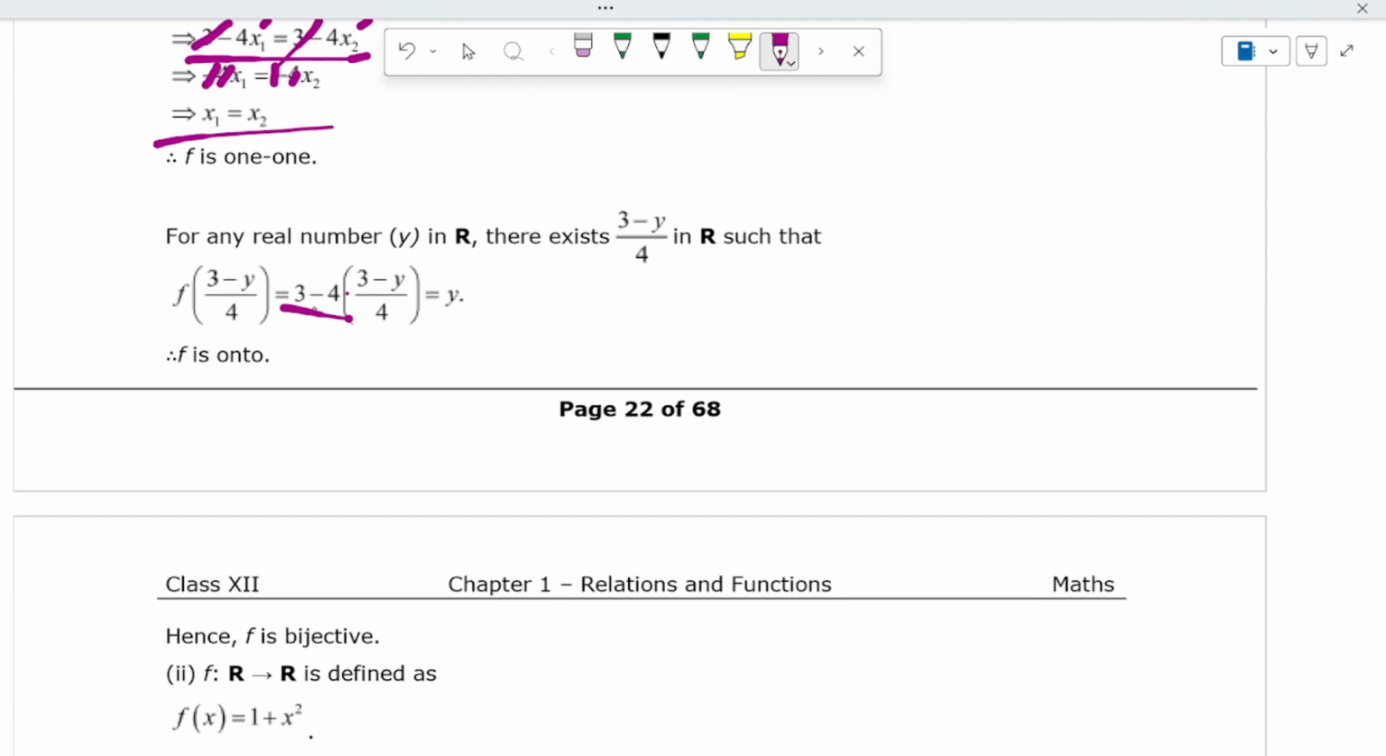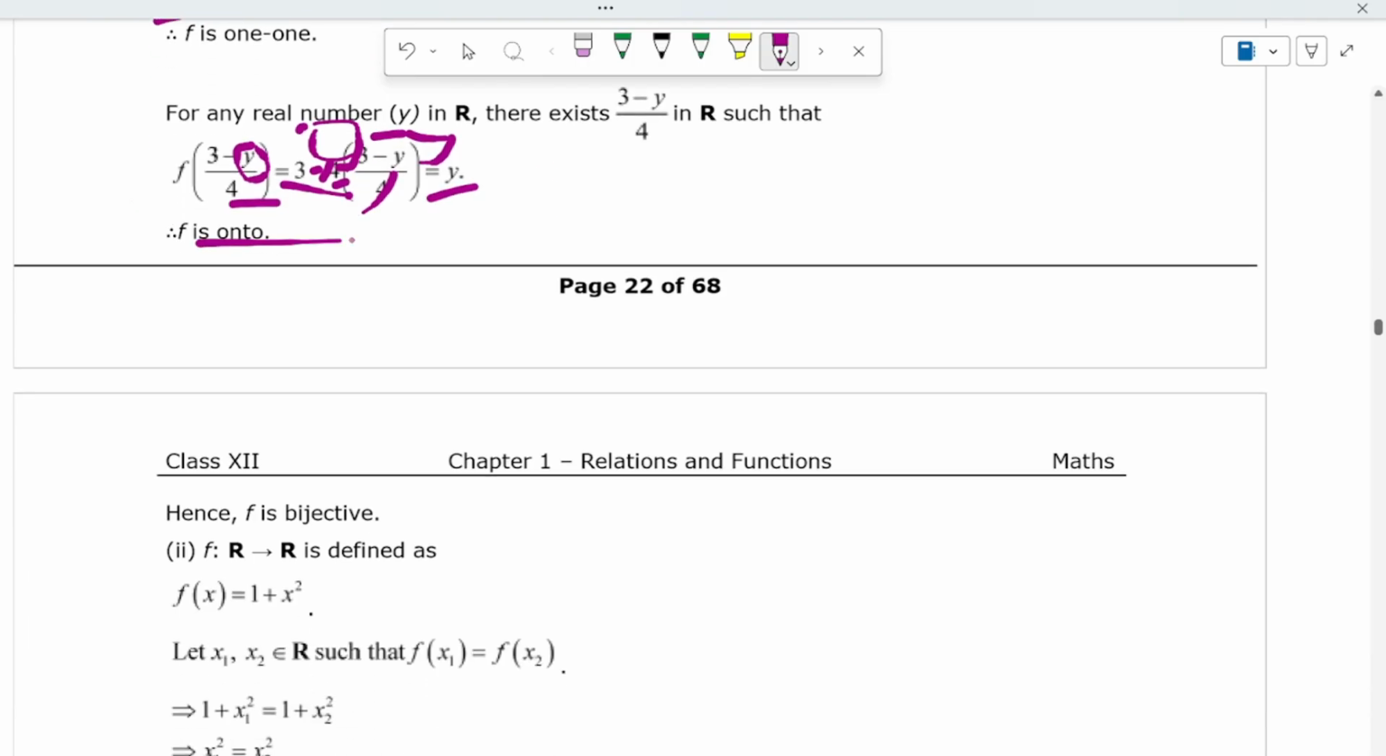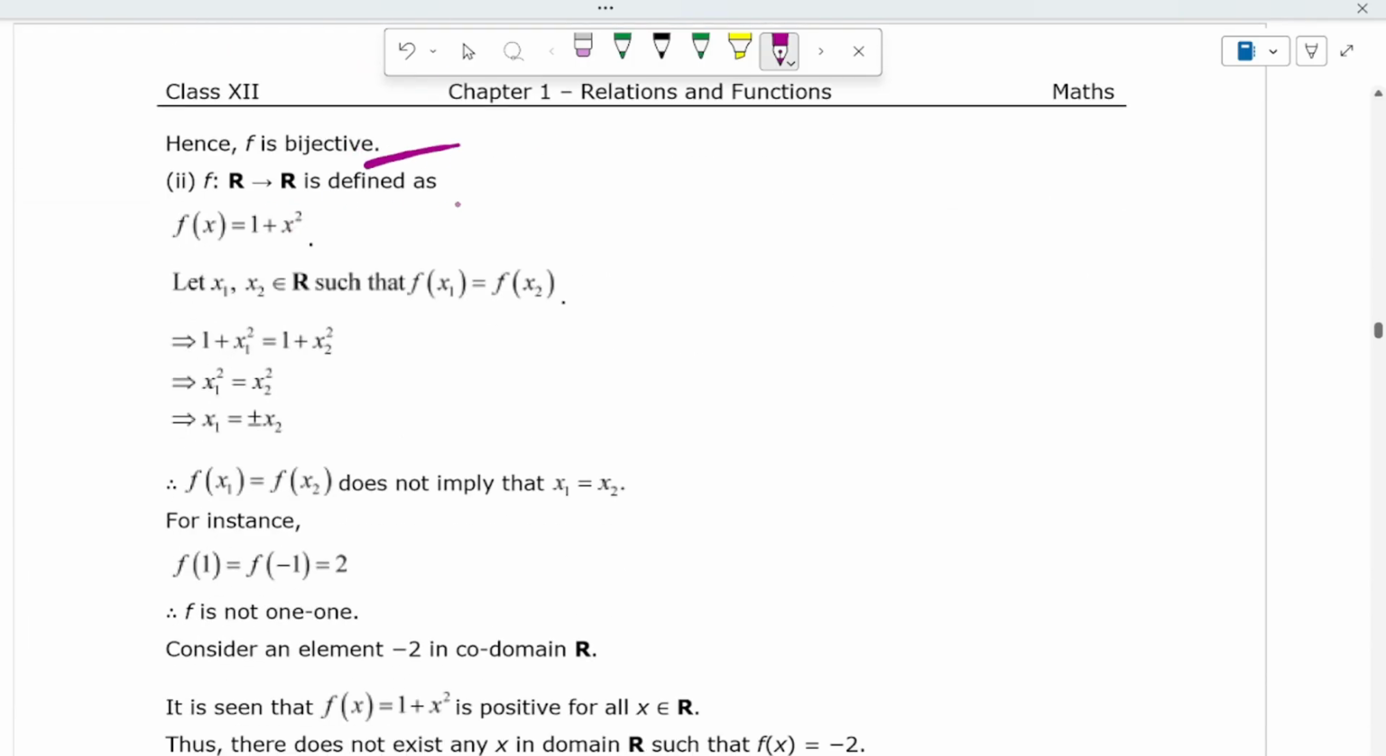This means it is y, right? In the place of this y we are substituting the whole value. 3 minus 4 times, if you take the LCM, 4 and 4 will get cancelled, 3 minus 3 will be 0, minus of minus y will be plus y. So it is onto, it is bijective. If it is 1-1 and onto, we say that it is bijective.